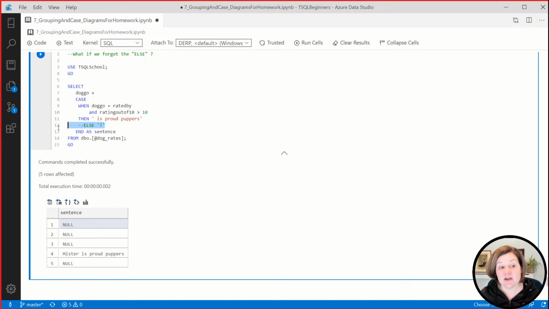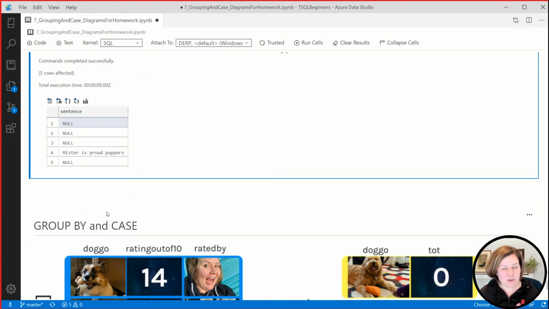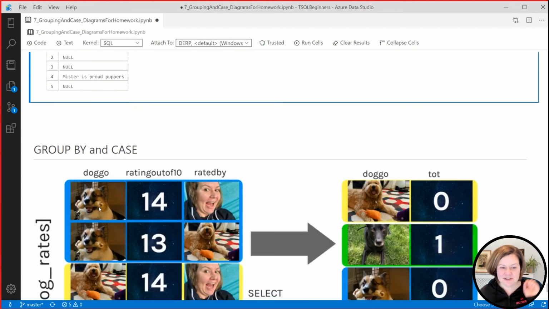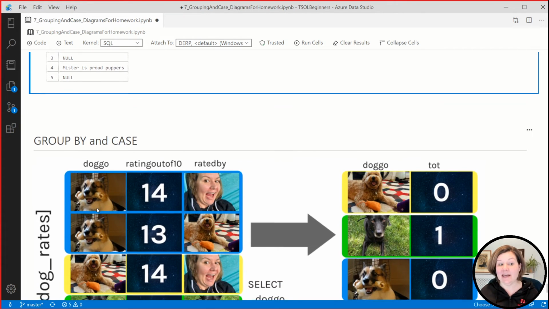Since else is optional, it's easy to miss it. And you might get nulls where you thought you would get either an empty string or another string. So when you're using case, always think about your elses and think about whether it is okay to return nulls.